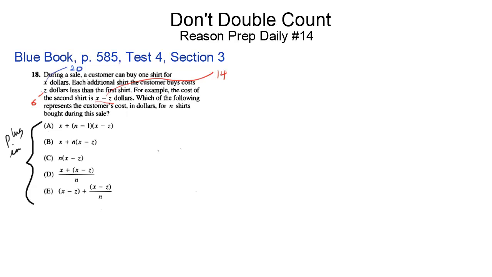Which of the following represents the customer's cost in dollars for N shirts? So let's say they buy 10 shirts. What's the cost? Well, for the first shirt, that's going to be what we determined, $20. And for the second through 10th shirt, each of those costs 14. So there's going to be 9 of those.